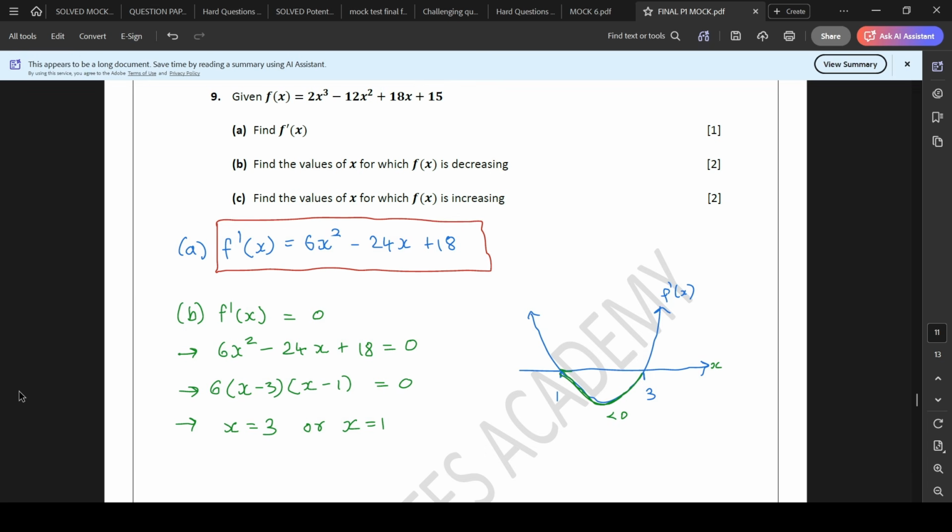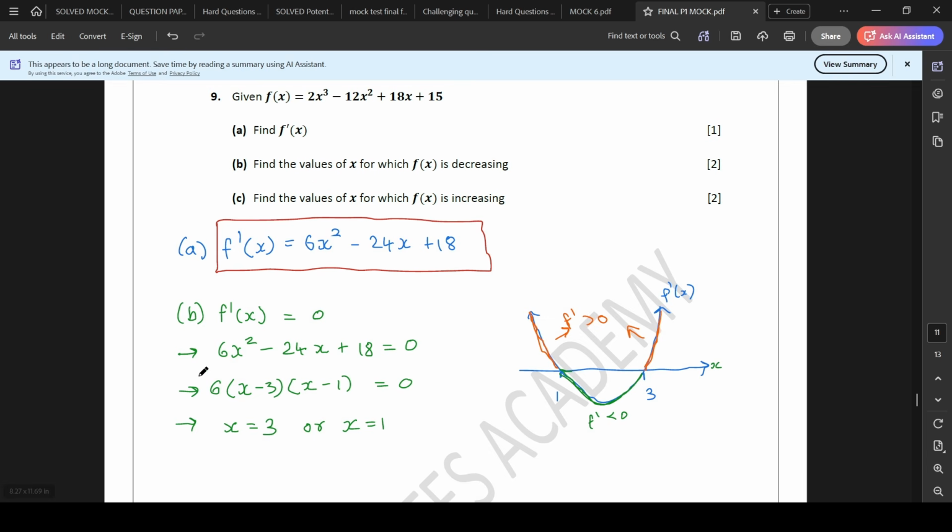And for the increasing part, your f dash x has to be greater than 0. So this is the part which is above the x-axis. So this is going to give you positive outputs. So this region is for f dash x greater than 0. Let me write f dash x also. Over here, this is f dash again.